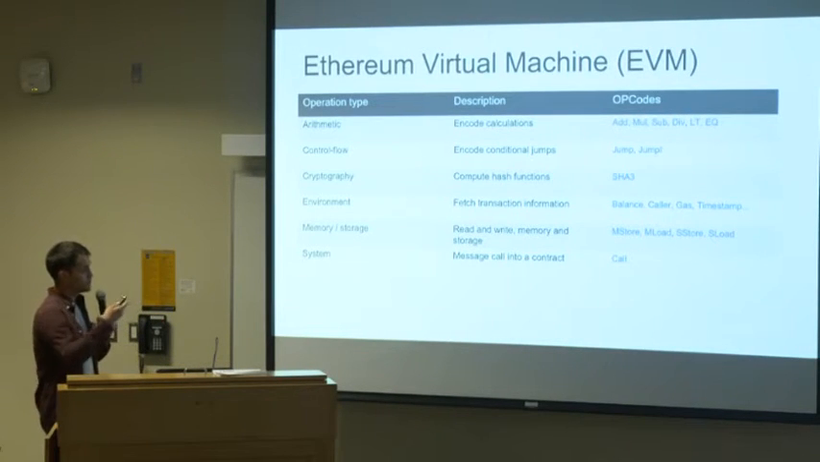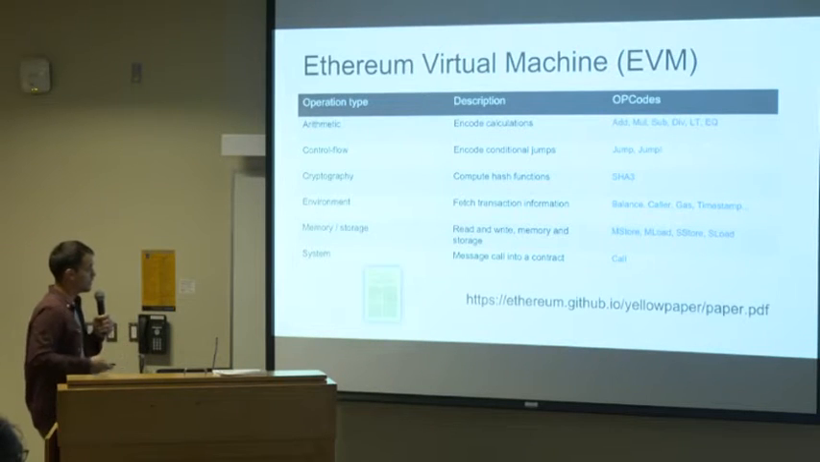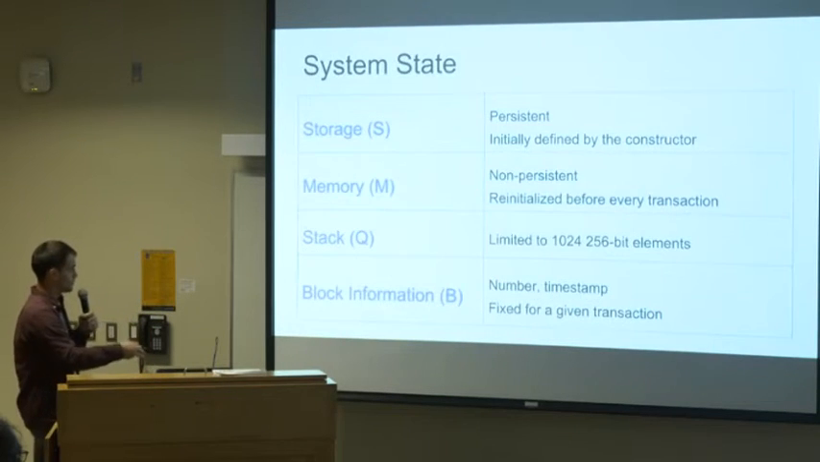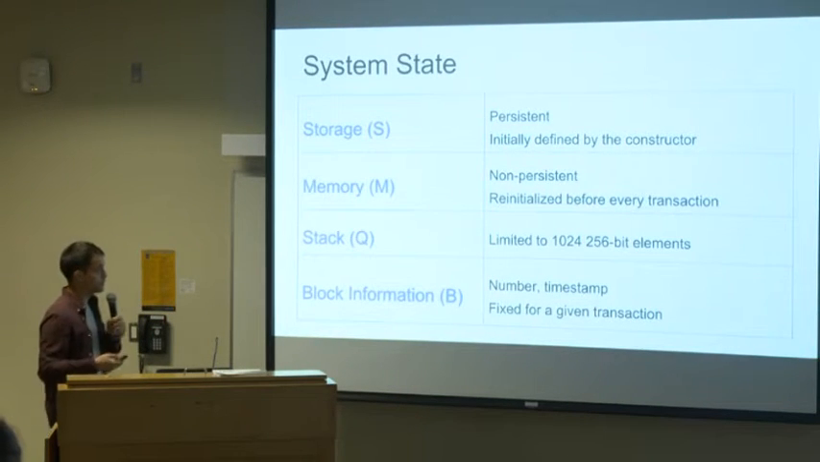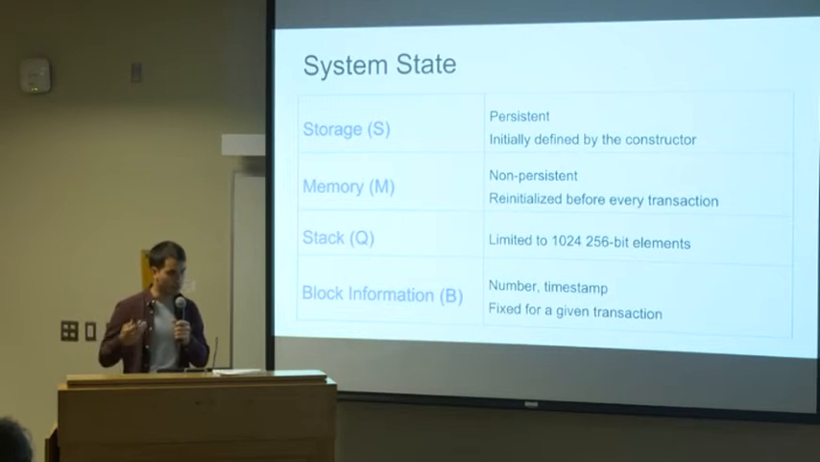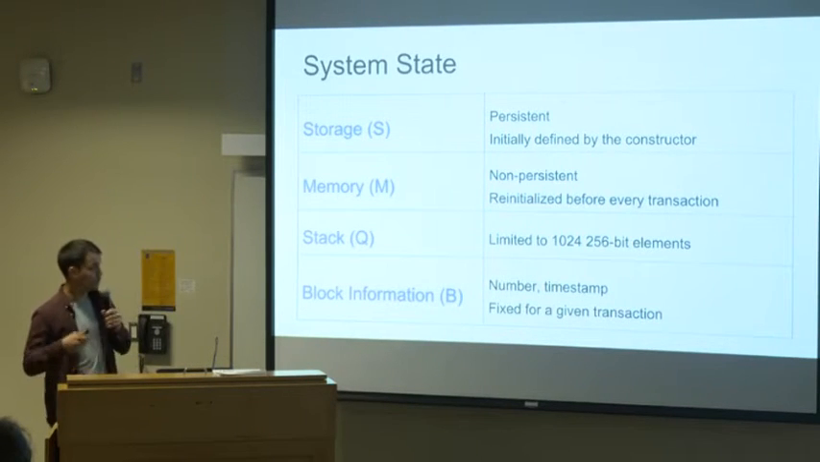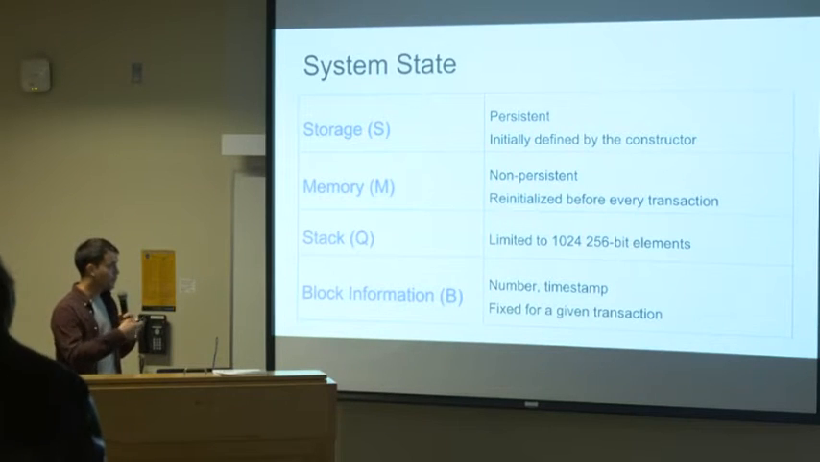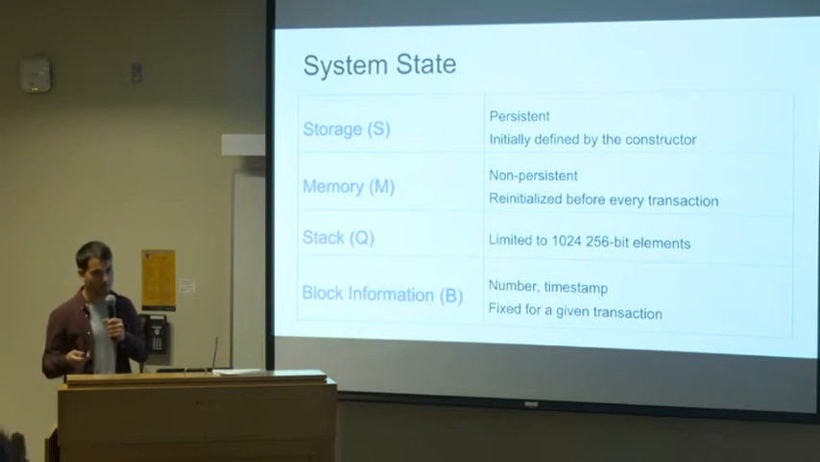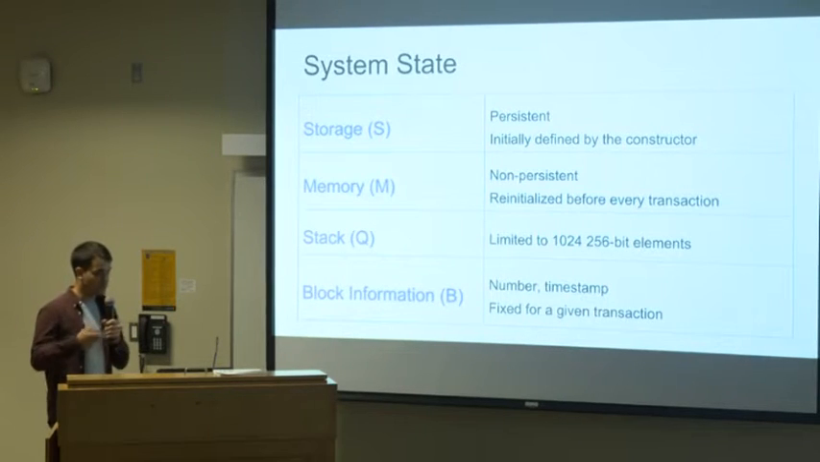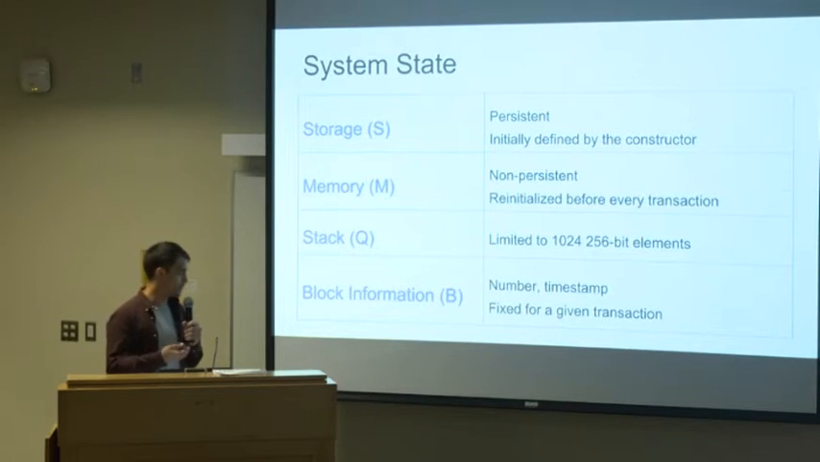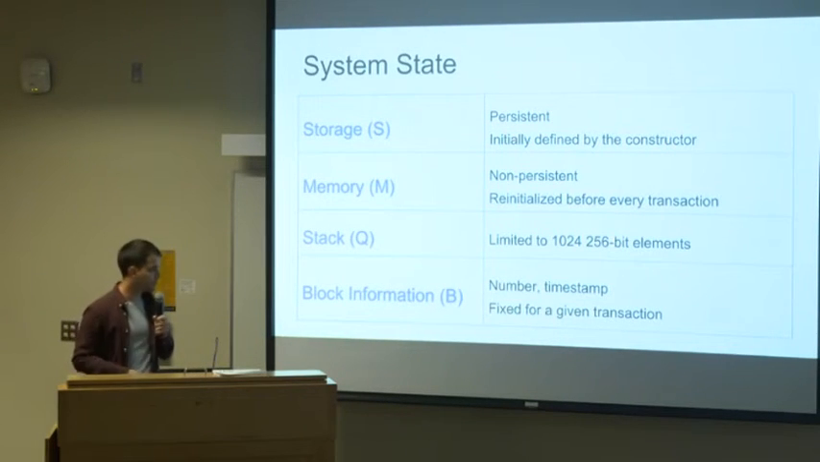So what do these opcodes act upon? First, all these opcodes can be found in the yellow paper. They act on some system state, which is basically what the yellow paper says. An opcode acts on the storage, which is the persistent state of the contract. It acts on the memory, which is non-persistent and reinitialized every time. It acts on the stack, which has some limited size. And it also uses the block information, like the number of the block and the timestamp.